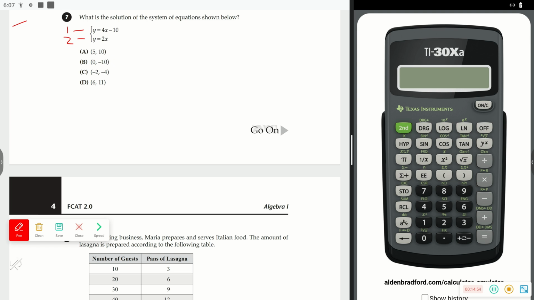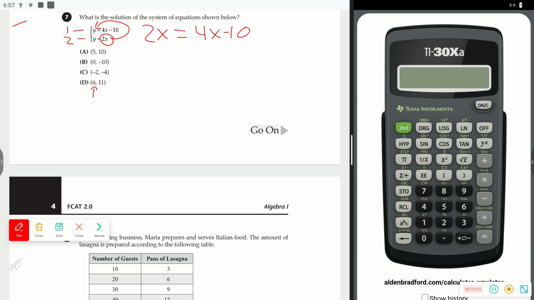So to solve this, we want to have one equation that has all of the same variables. So what we do is if we plug this 2x in for y up here and we rewrite it, we'll have 2x equals 4x minus 10. And if you see, now we have one equation and we only have one unknown, which is x. So if we solve this, we're going to get the value for x, which will be the first number in our ordered pair.